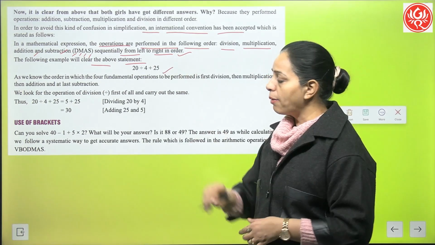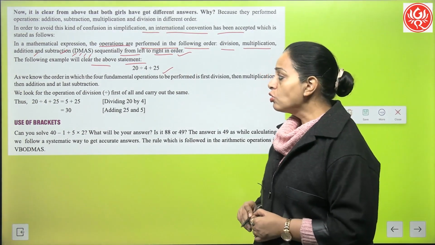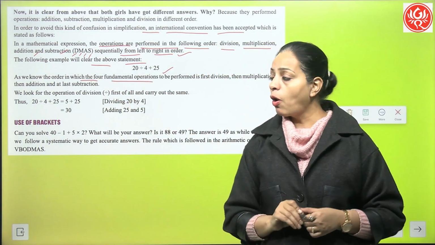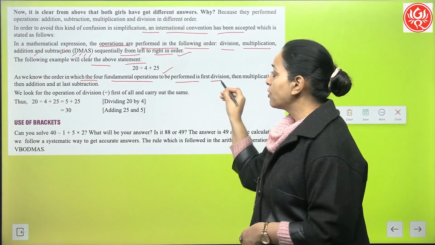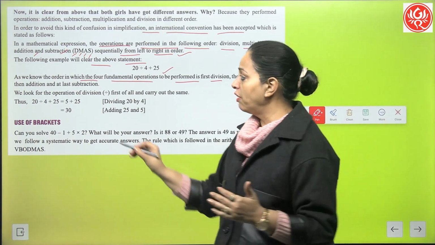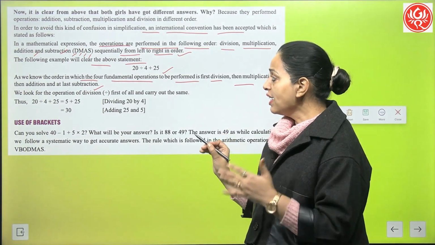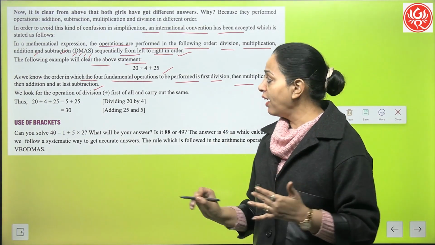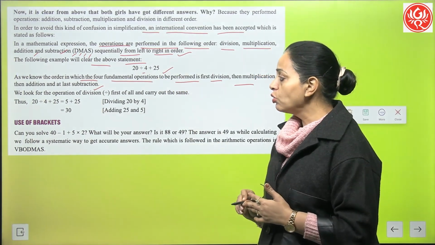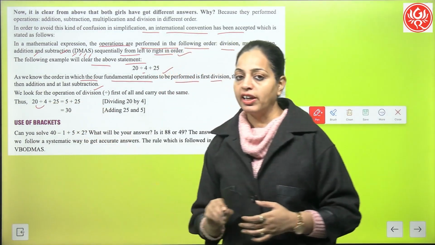अब हमारे पास एक example है 20 divided by 4 plus 25. So as we know, the order in which the 4 fundamental operations are to be performed is first division, then multiplication, then addition and at last subtraction. तो आप देखेंगे इस expression में हमारे पास क्या है, division है और plus sign है. So what to do? तो first of all हम क्या करेंगे, division को solve करेंगे.